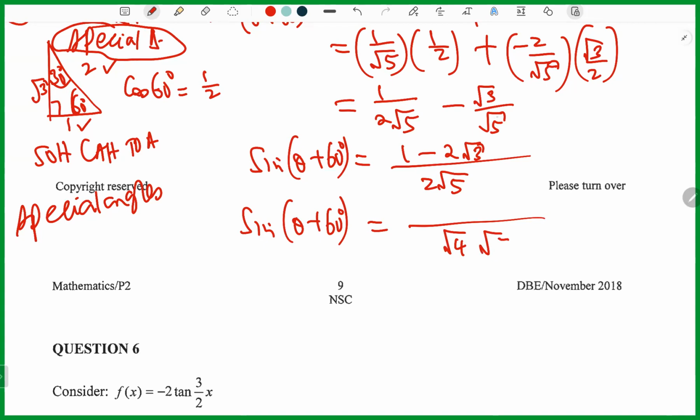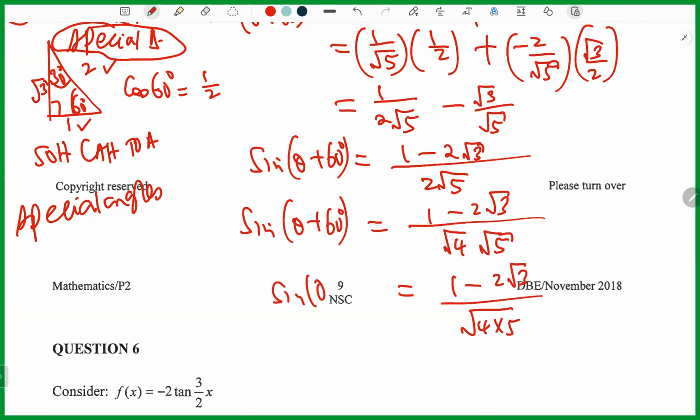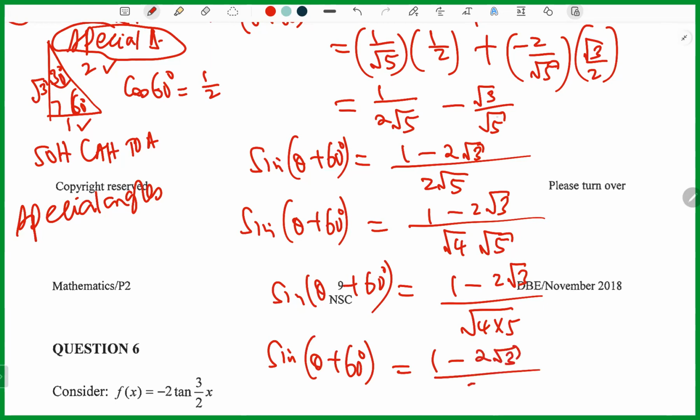So you can multiply 4 and 5, because 4 by 5 will give us 20. So in the denominator, therefore, this becomes the square root of 4 by 5, and then 1 minus 2 square root of 3, the sine of theta plus 60 degrees. And then this becomes the sine of theta plus 60 degrees, which is 1 minus 2 square root of 3 divided by the square root of 20.